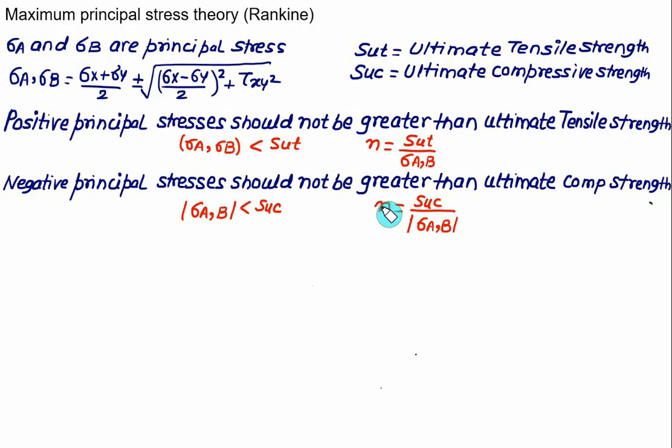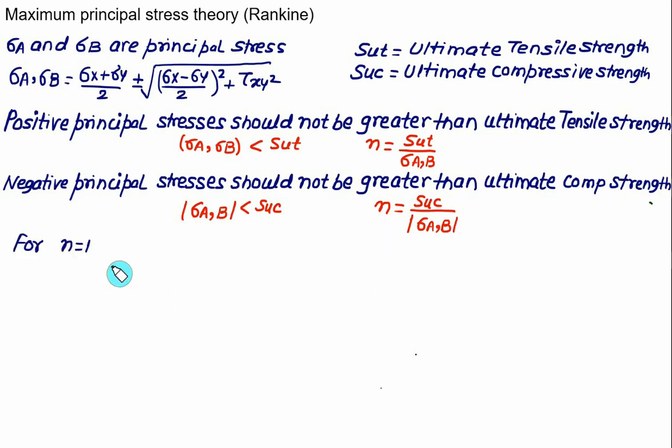Since the value of SUT or SUC is always greater than the principal stresses produced in the machine element, the factor of safety should always be greater than 1. If the factor of safety is less than 1, the material will fail, and if the factor of safety is greater than 1, the material or the part is safe. So using the values of SUT and SUC, we'll develop the stress envelope, and we'll further explore the geometric interpretation of the maximum principal stress theory.